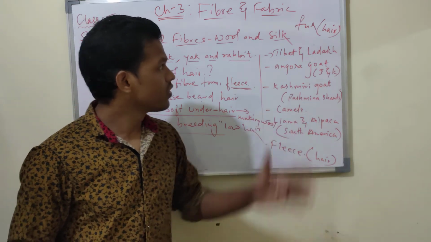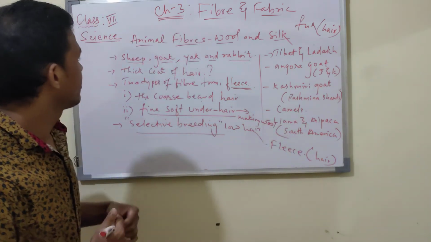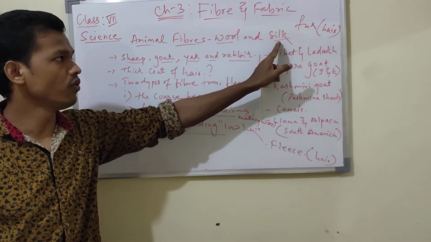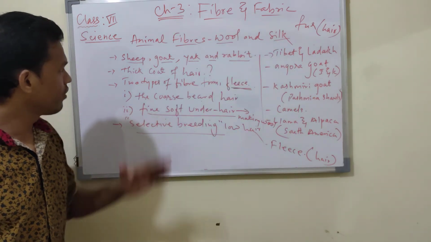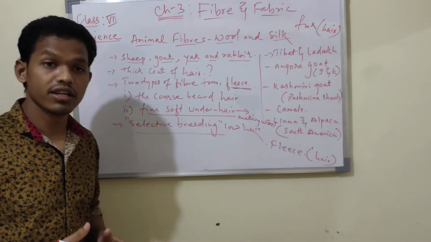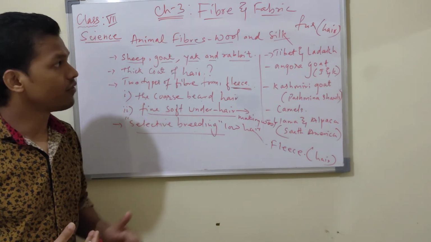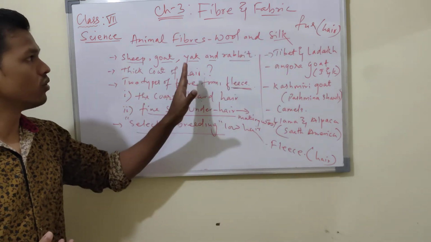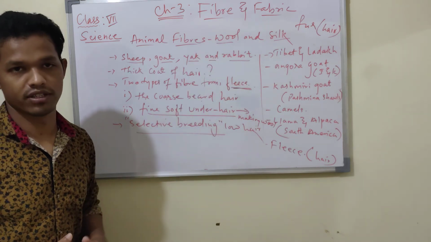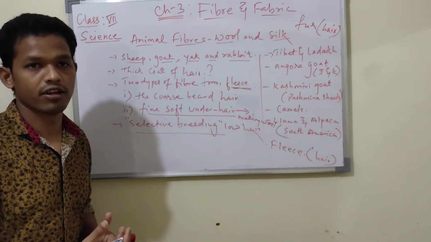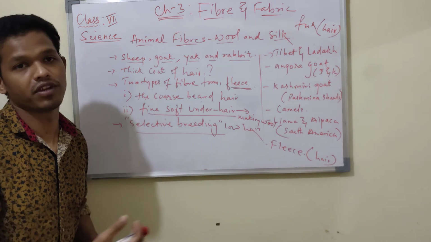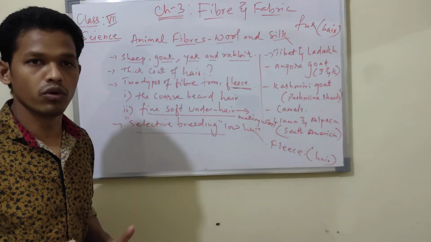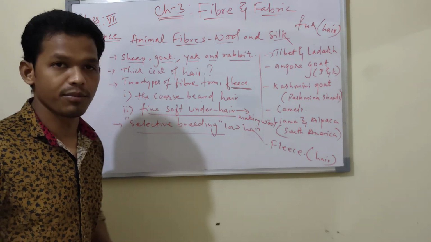So this is today's chapter, where we learned how we obtain wool. Next we will study how we obtain silk. I hope you understood this chapter. Next we will study the further topic: the process of wool, how they prepare fiber into fabric, step by step, how they obtain wool from animals. We will learn this in coming videos.